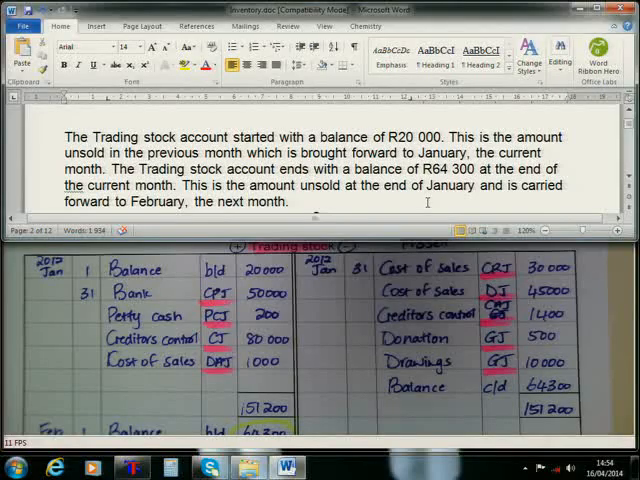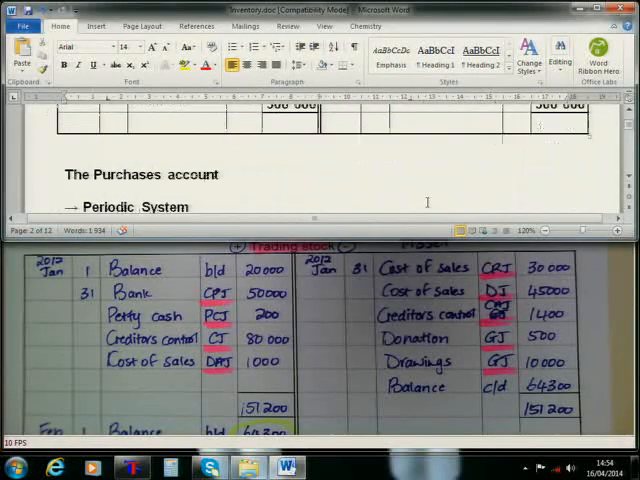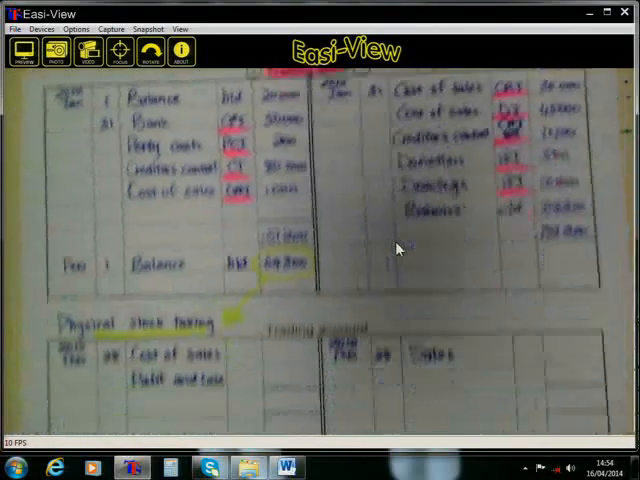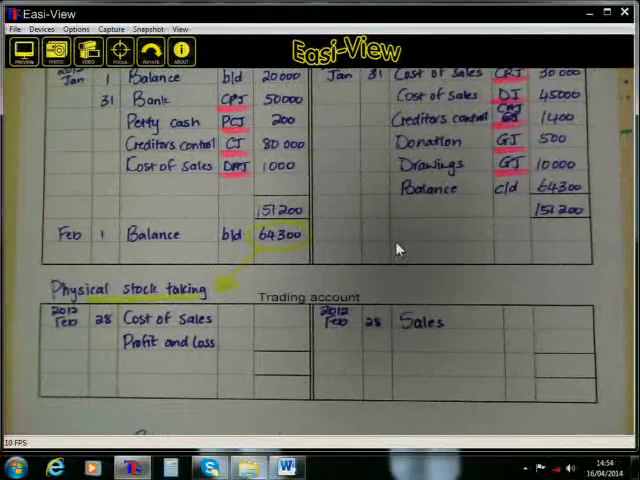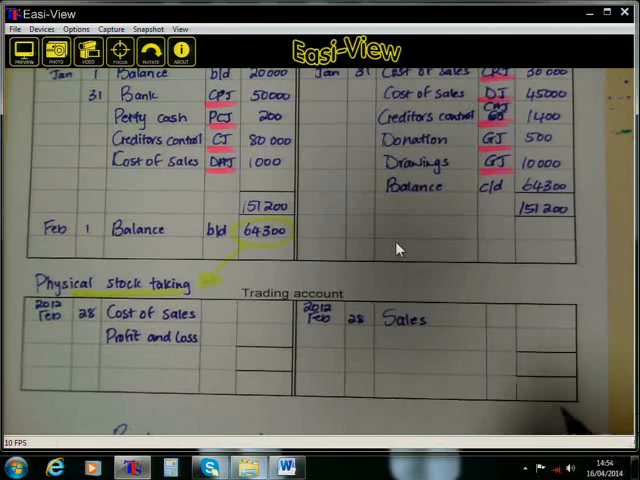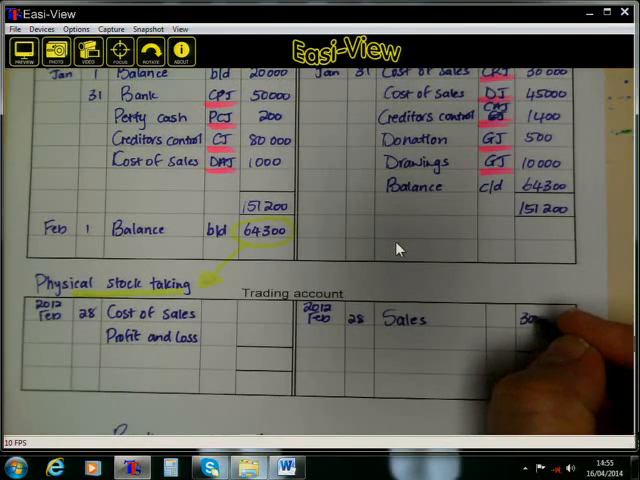Then we've got a trading account there before we start with the periodic system. Okay, in the trading account, we're going to put sales in there, and sales will be, okay, I think these are only predicted figures because we put 300,000 in there.